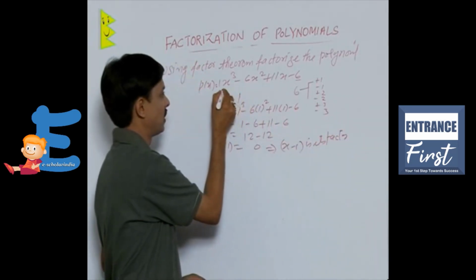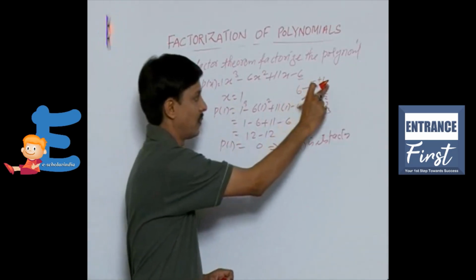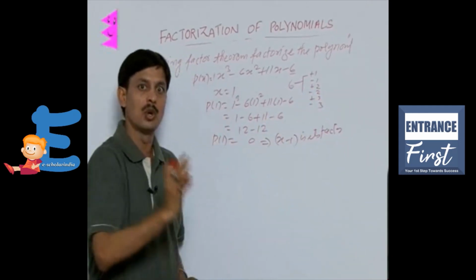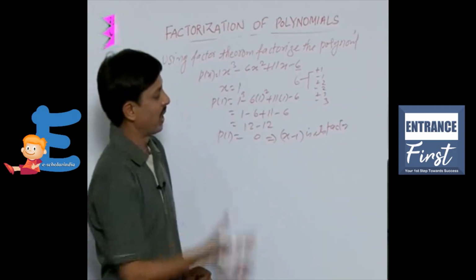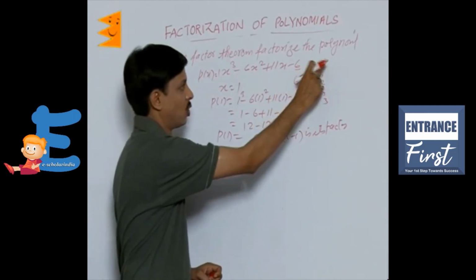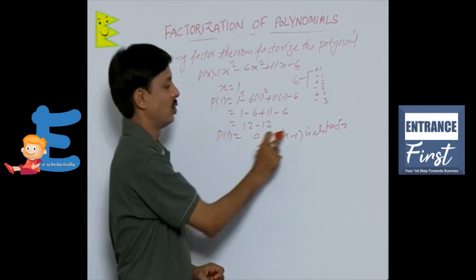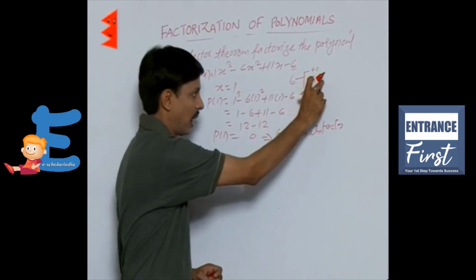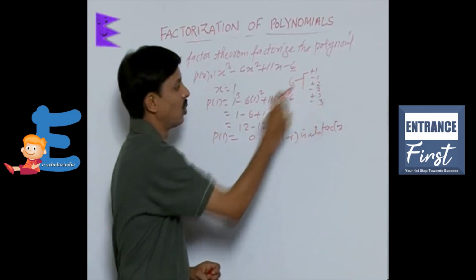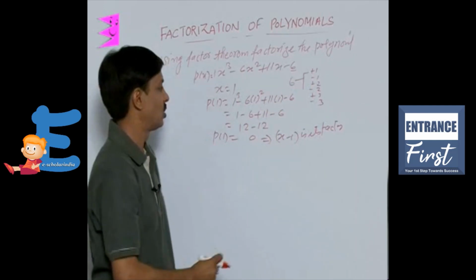If x minus 1 is a factor of this. Suppose in case it is not coming 0, then we will try for minus 1, then plus 2, then minus 2, then plus 3, then minus 3. It will come 0 on one of them, and whichever number it is, that becomes a factor. Suppose plus 1 is not a factor, but minus 1 is, then we will say p of minus 1 is 0, so x plus 1 is a factor. If it is 0 on 2, then x minus 2 is a factor. If it is 0 on minus 2, then x plus 2 is a factor. If it is 0 on plus 3, then x minus 3 is a factor.